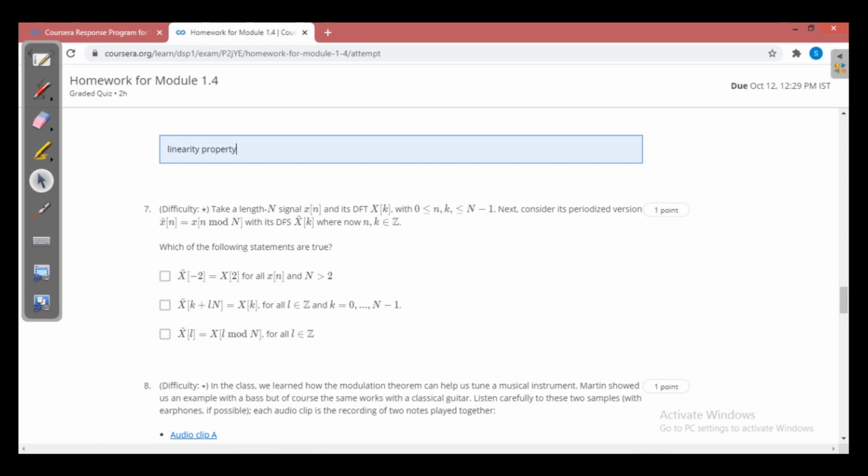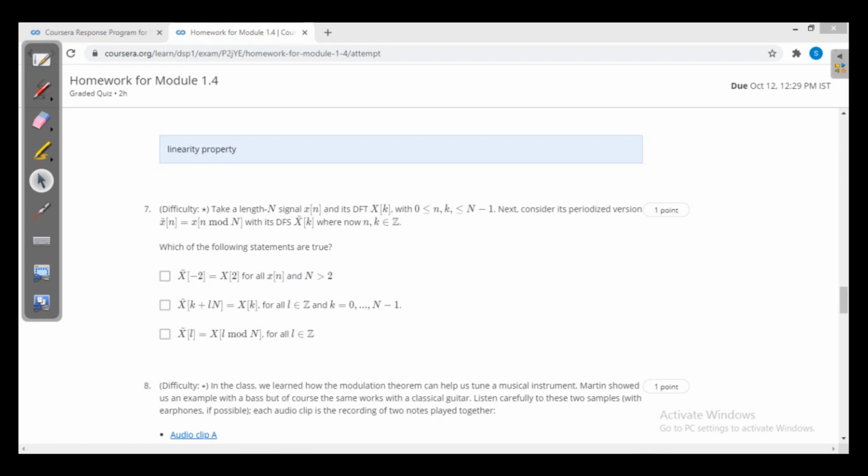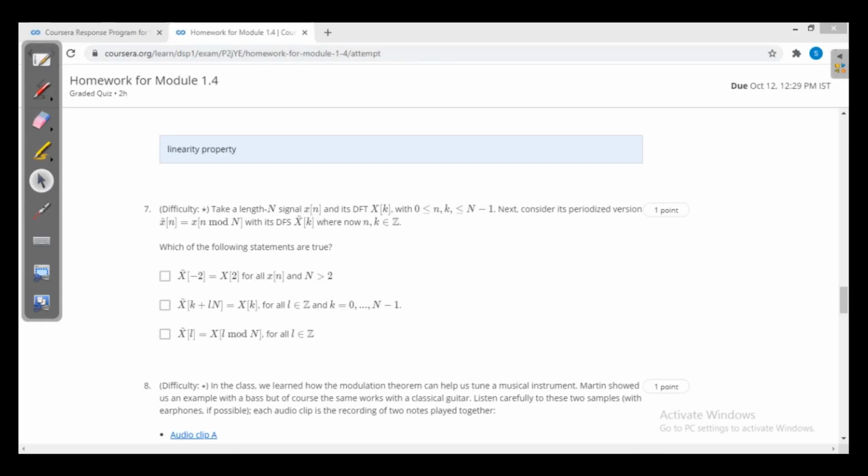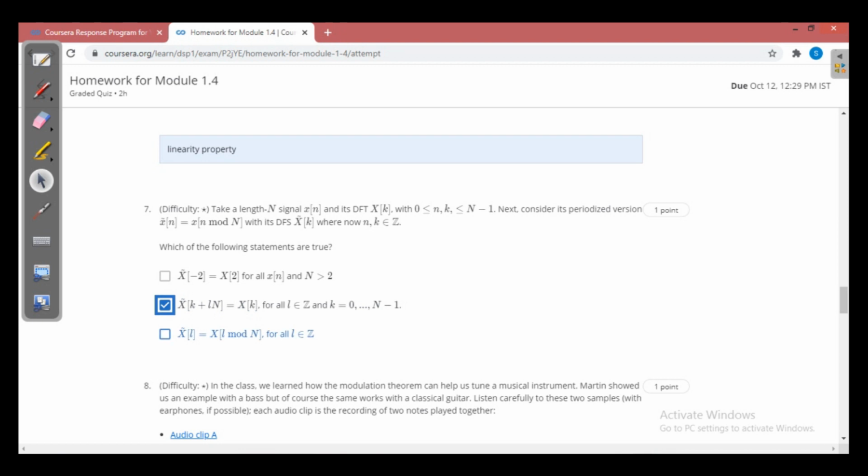So the first option, x dash of minus 2 is equal to x of 2, is wrong. x dash of minus 2 is equal to x of N minus 2. Okay, so the first one is wrong. x dash of k plus lN is equal to x of k. It's right. Why? Because both the functions are periodic functions. Next, x dash of l is equal to x of l mod N is right.